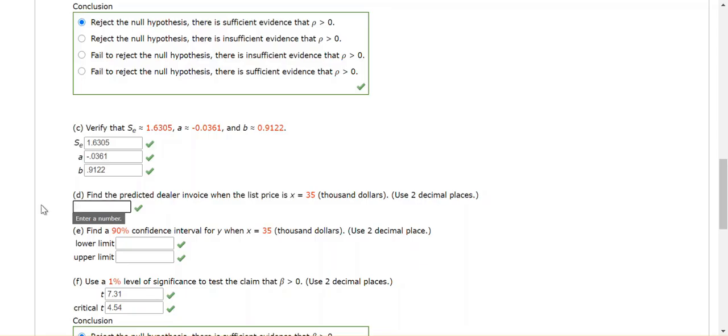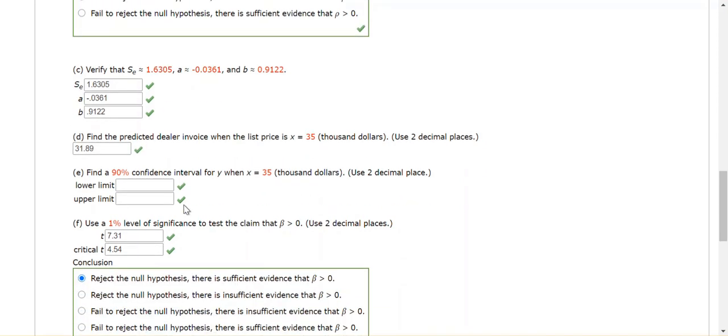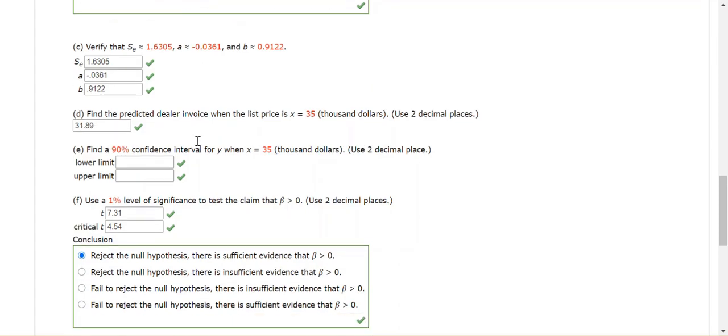So then in part D we type in that 31.89. So that's our predicted dealer invoice. When we input the sale price of $35,000, we predict that the dealer invoice would be 31.89.